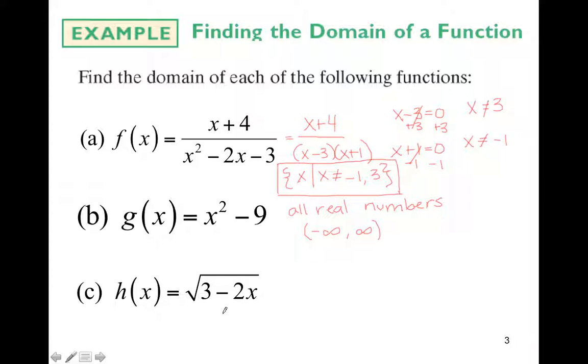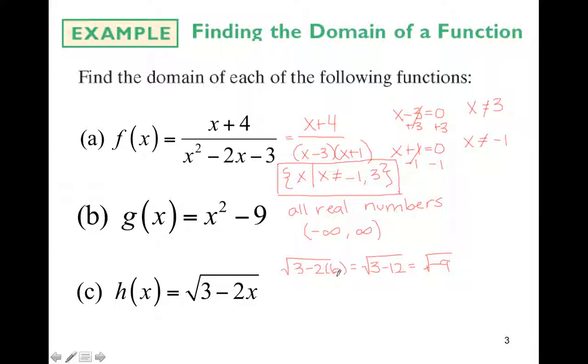Okay, for part C here, again, we're thinking of what we're allowed to plug in. If I actually think of some values here, let's just make up a number. If I plug in, let's say 6. Three minus 12 under there. So that would be square root of -9. Well, this is a problem. You can't take the square root of a negative and get a real number. You can do it in imaginary, but not in real numbers. So 6 is a value we would not be allowed to plug in.